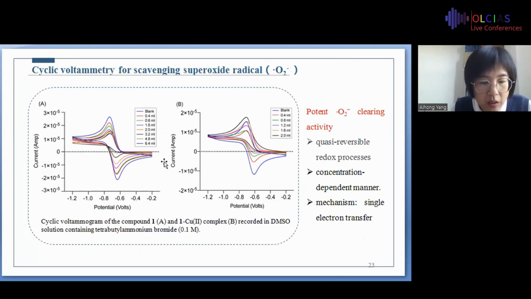Cyclic voltammetry is a commonly used electrochemical research method. It can be used to study the properties of electrode reactions and the mechanism of antioxidants. The electrochemical properties of these compounds exhibited a closed loop, which indicated quasi-reversible redox processes, and it proved that the compounds have potent superoxide radical scavenging activity, in a concentration-dependent manner. As you can see, with the increase of the concentration of the sample, the peak current lowers down, and the mechanism of these compounds may be single electron transfer.